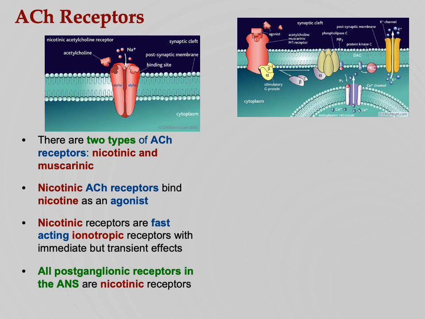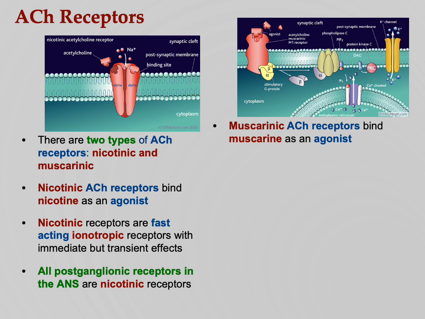And that's why we're not really going to pay much attention to them anymore, because it's the same for both divisions of the ANS. There's no difference between the two. We're just trying to get the signal from preganglionic axon to postganglionic. And nicotinic receptors are just a fast way to send it through.